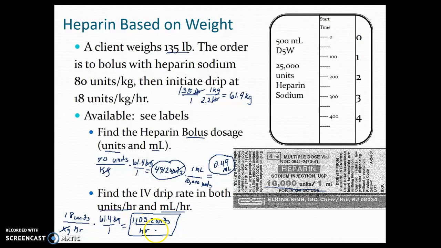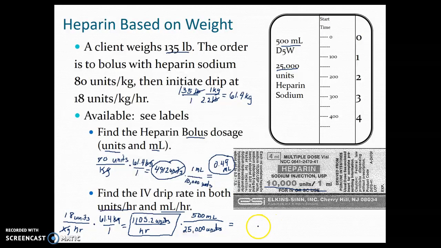In order to convert to milliliters per hour, I need to know which med. Since this is the IV drip, I'm going to use the IV bag up here. In the IV bag, I see that there's a volume of 500 milliliters, and there are 25,000 units of heparin. So I bring this information down and continue my dimensional analysis. In the denominator, 25,000 units of heparin, and we know that that is contained in 500 milliliters. This allows me to cancel the label of units, and I go to my calculator and I do my math.